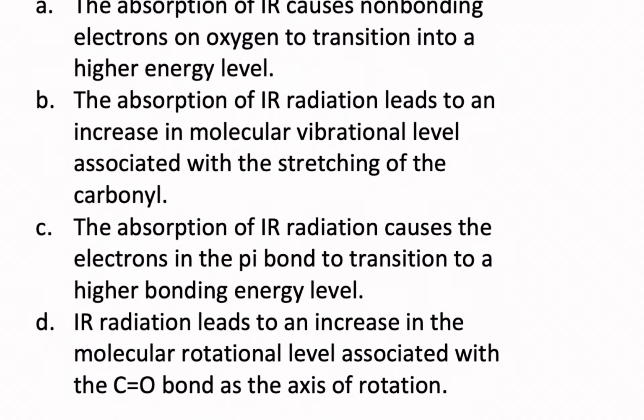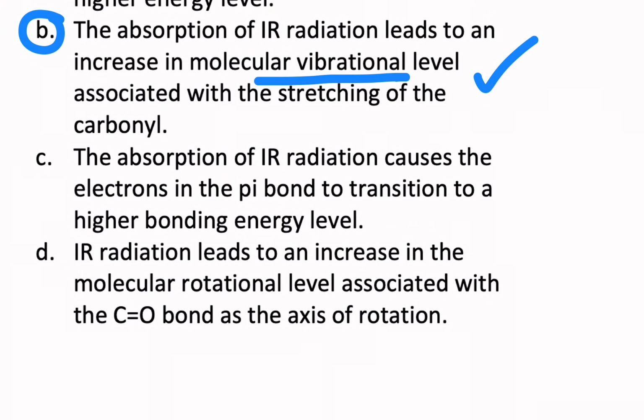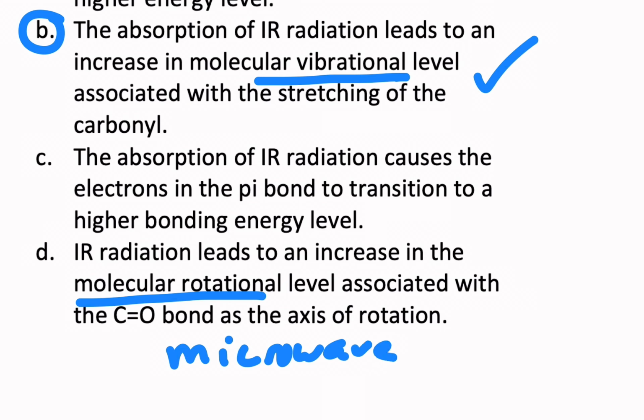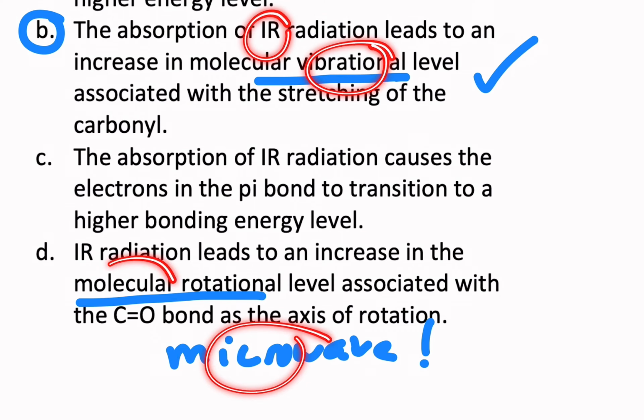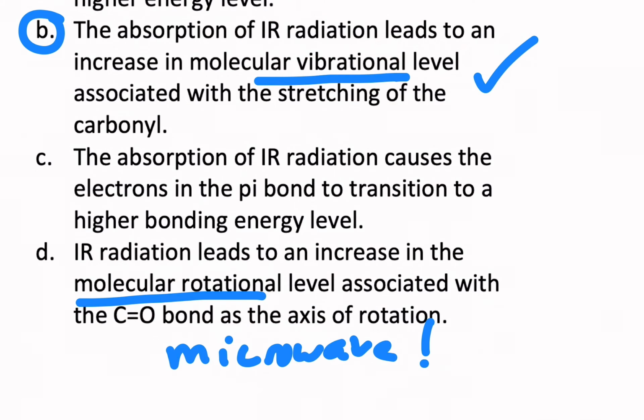And I see those words in choice B. The absorption of IR radiation leads to an increase in molecular vibration associated with the stretching. That's the best answer. Pan down to choice D, it actually mentions molecular rotation. That's microwave spectroscopy. You're not going to be expected, I anticipate, to interpret a spectrum, but you might just need to know the differences in those terms. IR goes with vibrations, microwaves go with rotations.